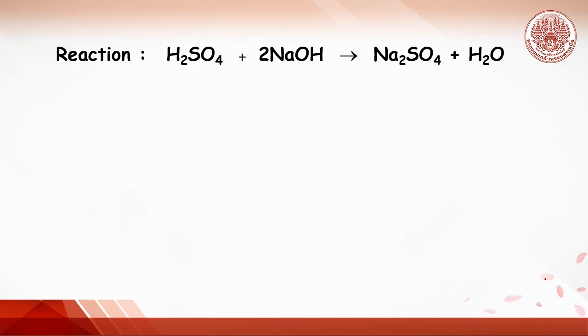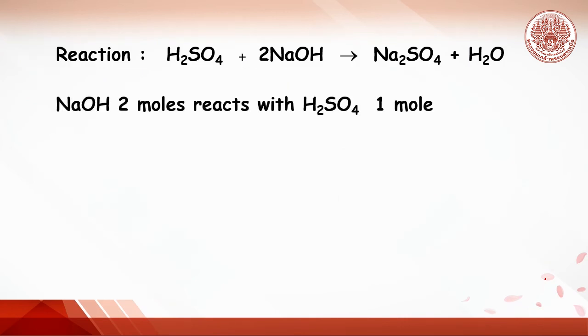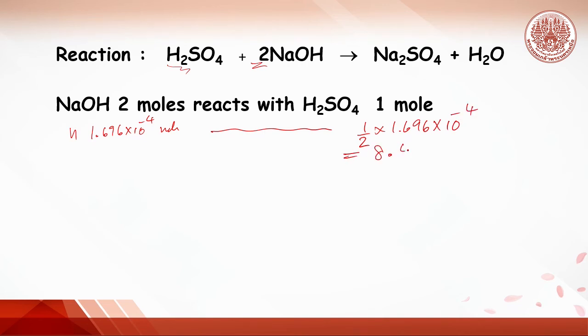So from the reaction, we can write that sodium hydroxide 2 moles reacts with sulfuric acid 1 mole. But we have sodium hydroxide about 1.696 times 10 to the minus 4 moles, which will react with sulfuric acid of 1 times 1.696 times 10 to the minus 4 over 2. So it is equal to 8.481 times 10 to the minus 5 mole.